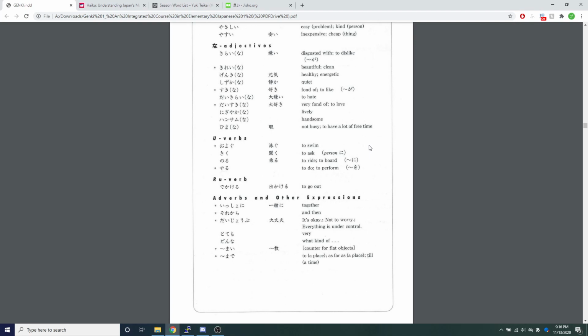Donna is what kind of. So this is good to pair here with the adjectives. So I could say, どんな食べ物が好きですか? What kind of food do you like? And you can say, 美味しい食べ物が好き. I like delicious food. Or, 熱い食べ物が好きです. You can say, I like warm food. I like hot food.